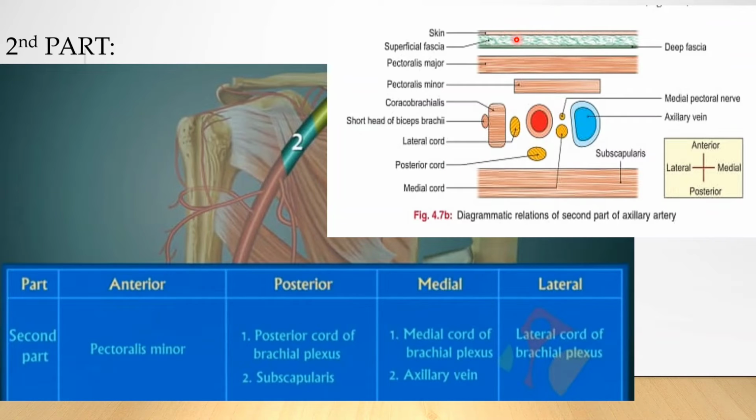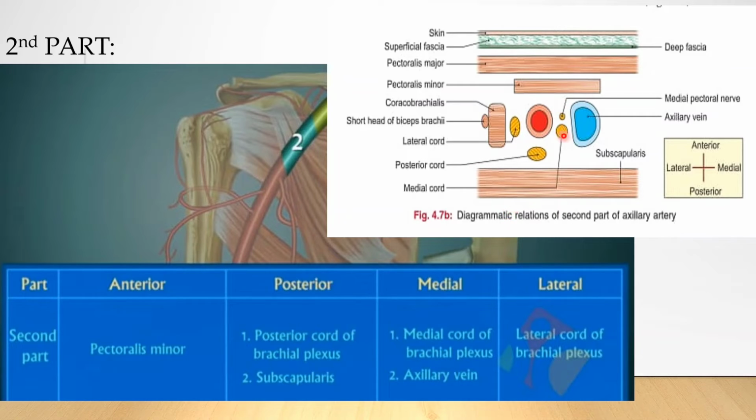This is the skin, superficial fascia, deep. These are the common parts. Pectoralis. This is the first part. It's common in everything. Here is the pectoralis minor muscle anteriorly, you can see here. And coming to posterior, this is the posterior cord which is yellow in color. And this is subscapularis muscle, anteriorly, posteriorly.